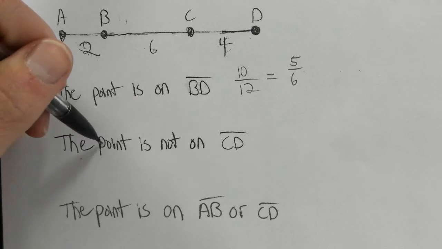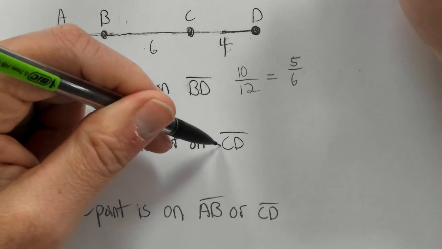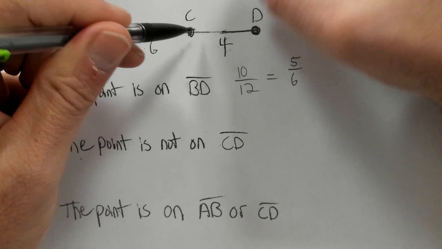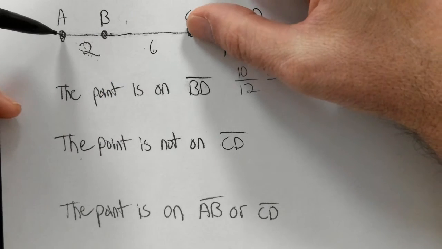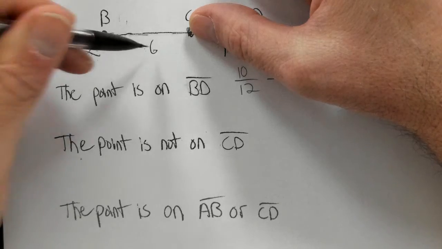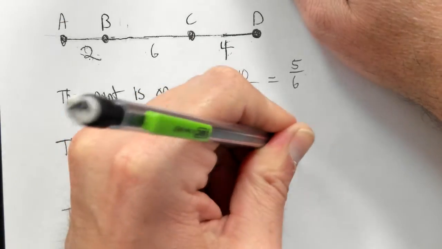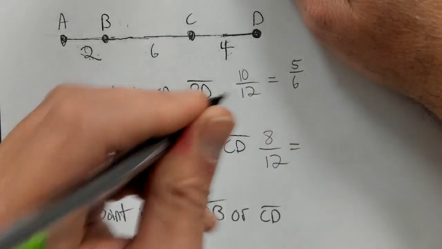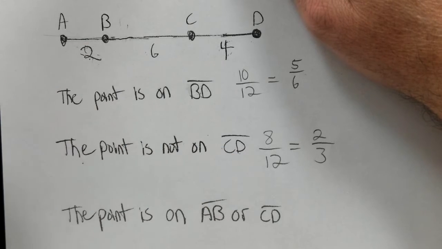All right. What about the probability that the point is not on CD? What's your favorable amount this time? Not landing on CD. So if you don't land on CD, then you've got to land on here somewhere, which has a combined length of 8. So that'd be 8 out of 12. The total amount is still the same. And so that reduces down to 2/3. You've got a 2/3 chance of not landing on CD.